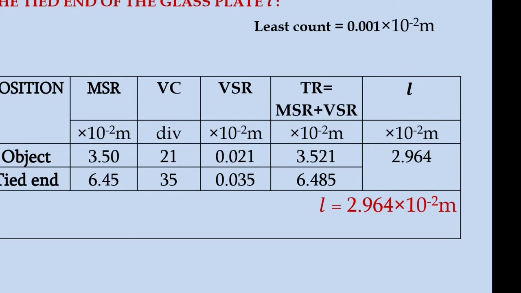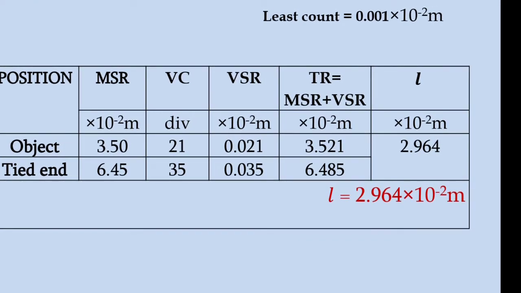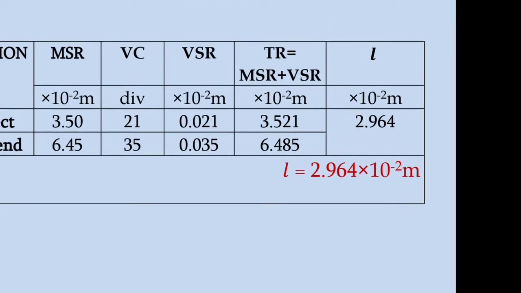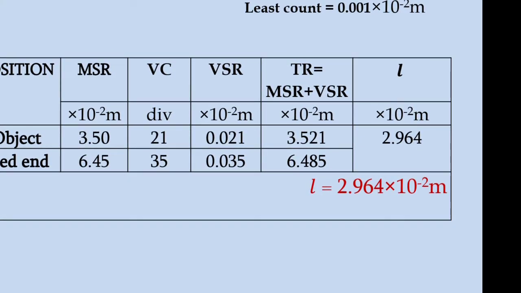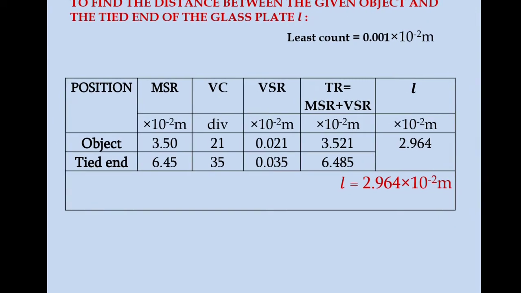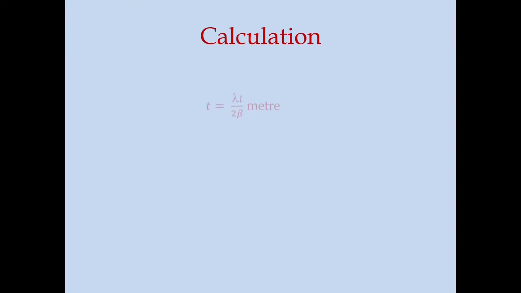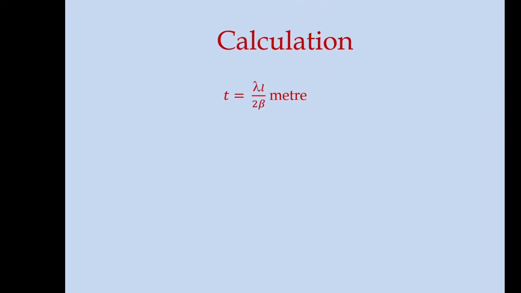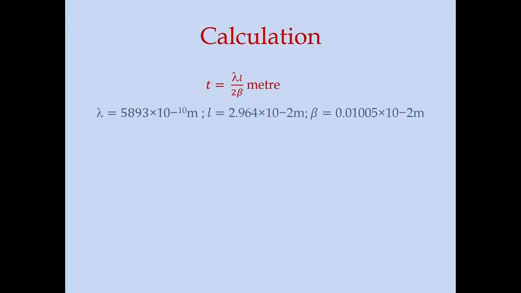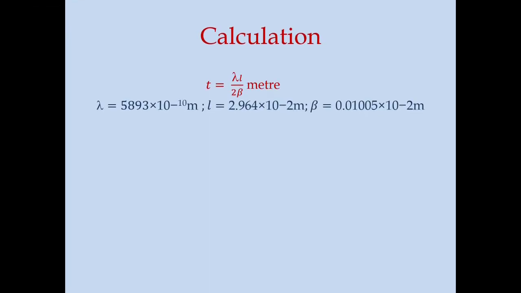See, the main scale reading is 3.50 and the vernier scale coincidence is 21. The vernier scale reading is computed as vernier scale coincidence into least count, that is 21 into 0.001. So we got 0.021. The total reading is obtained by adding the main scale reading and the vernier scale reading, so it is 3.50 plus 0.021. So we got 3.521. The next reading for the tied end is also calculated as 6.485. To get L, the difference between these two readings will give you L. The difference between these two readings is 2.964 into 10 power minus 2 meters.